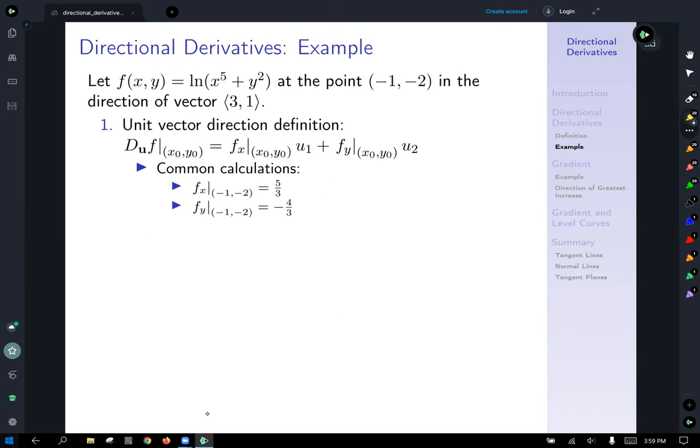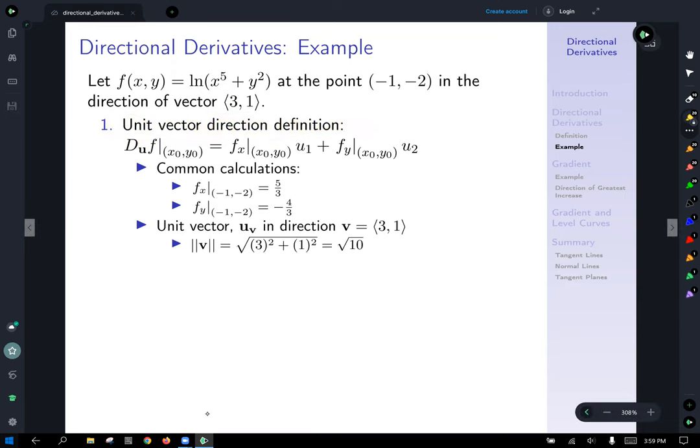So common calculations successfully done and logged, summarized, if you will. Now, since we're tackling first the unit vector definition, we need ourselves a unit vector, I'll call it u sub v, in the direction of v. To do that, we first need to find the magnitude of v, which is going to give us the square root of 10.